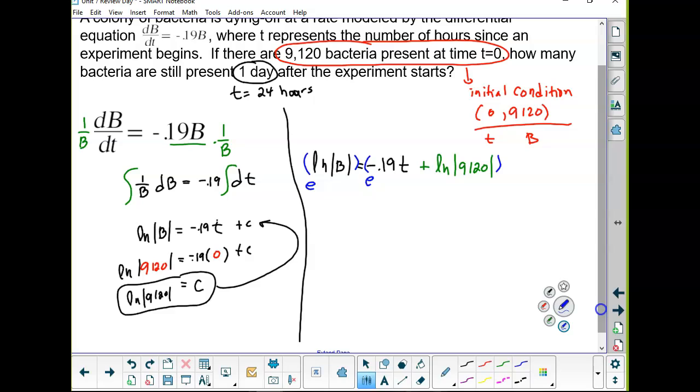and I wanted to just solve for b, we get e to the negative 0.19 t. And then, remember how this addition right here is really a multiplier? So this e and this natural log will reduce out, and then it's a multiplier, and that 9,120 comes out in front. That was the undoing of that exponent property we talked about before.